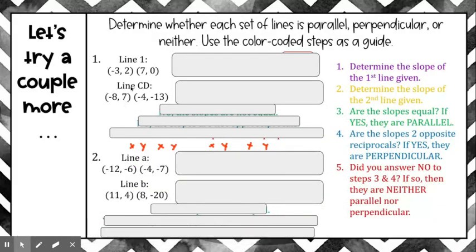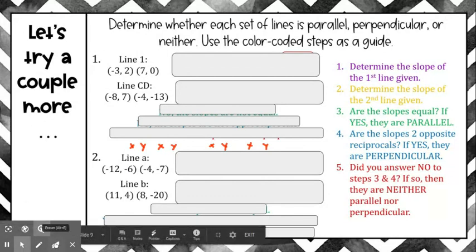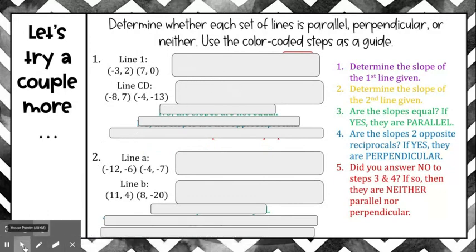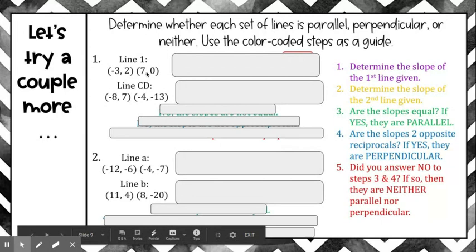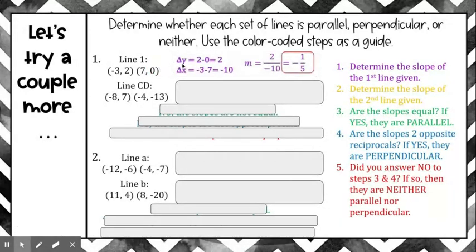Let's look at a couple more. So determine whether each set of lines is parallel, perpendicular, or neither. We're going to use the color-coded steps as a guide to figure these out. So, number 1, we have line 1 and line 2. And our first step is always going to be to determine the slope of the first line. Well, we remember our steps to finding slope given coordinates. So we have to find the change in y and solve for that.